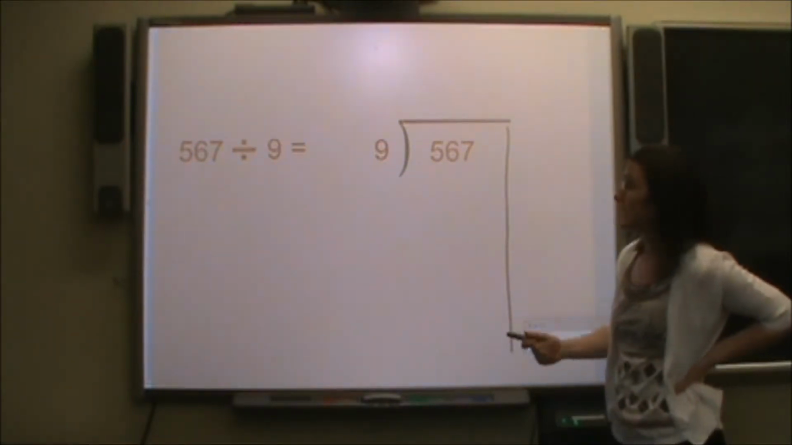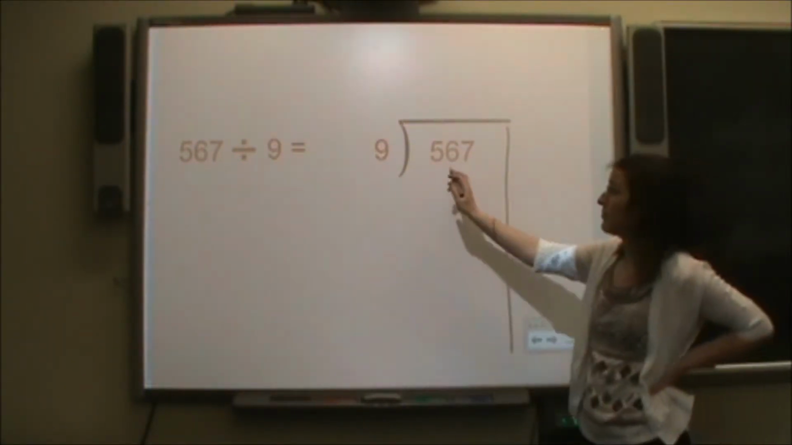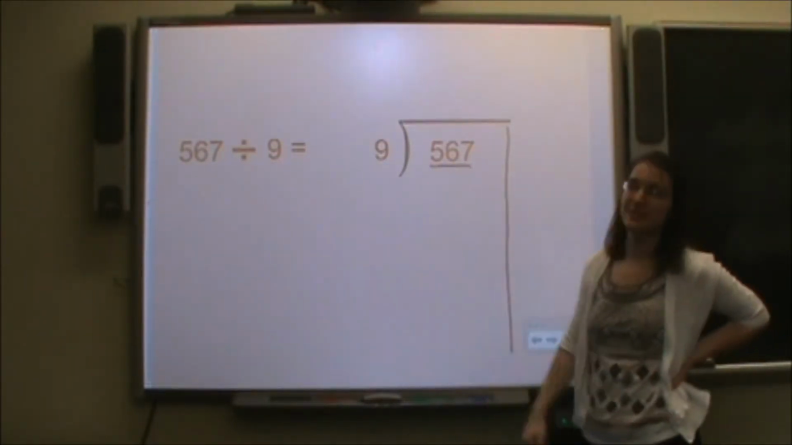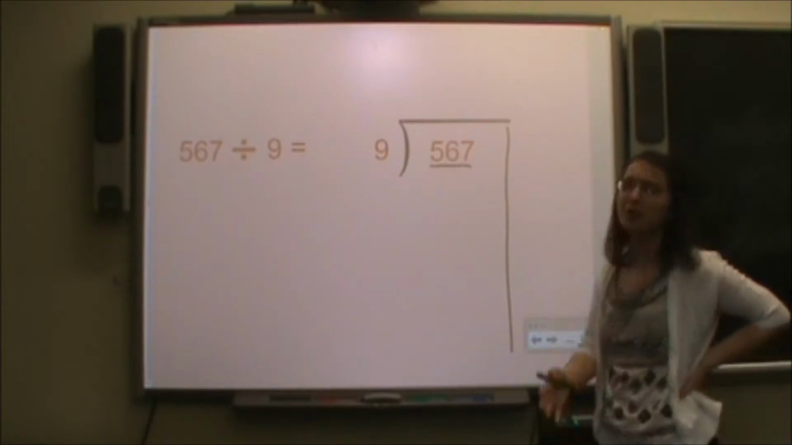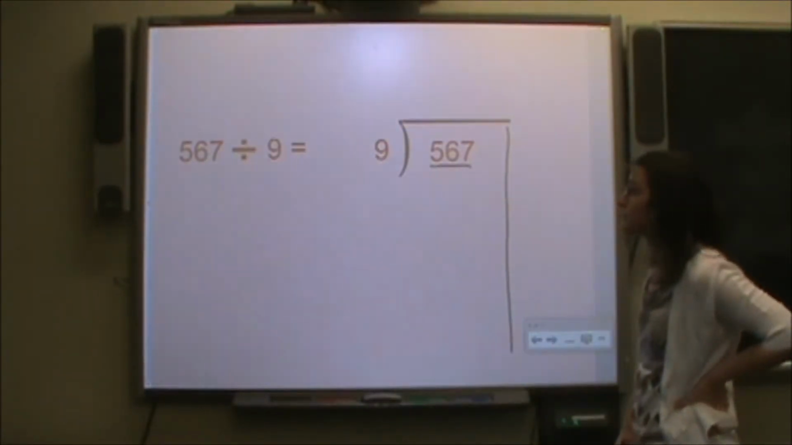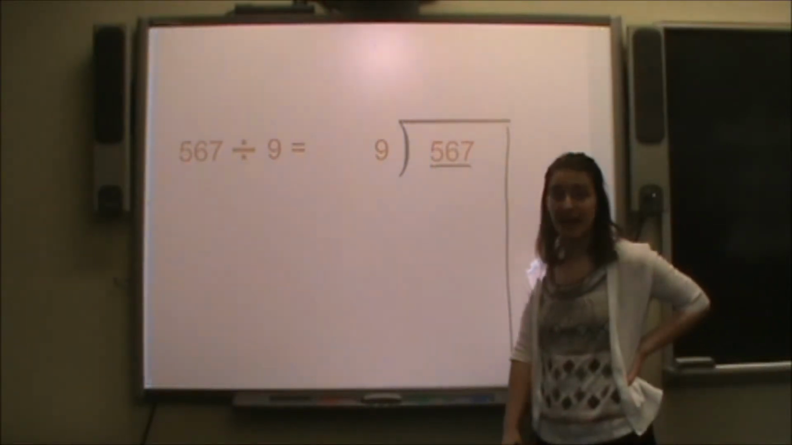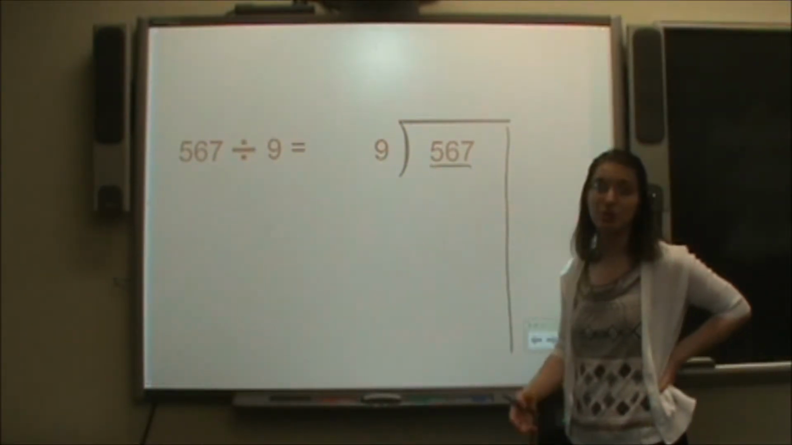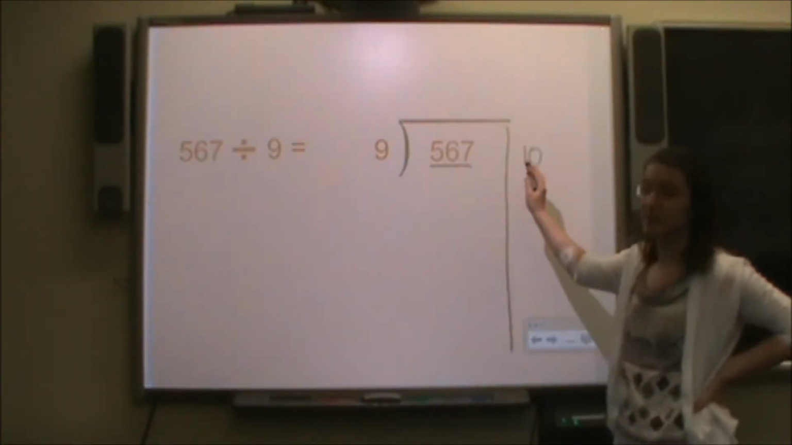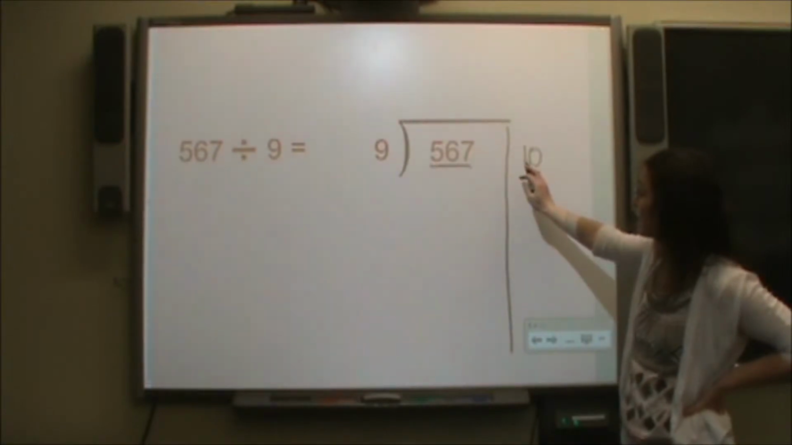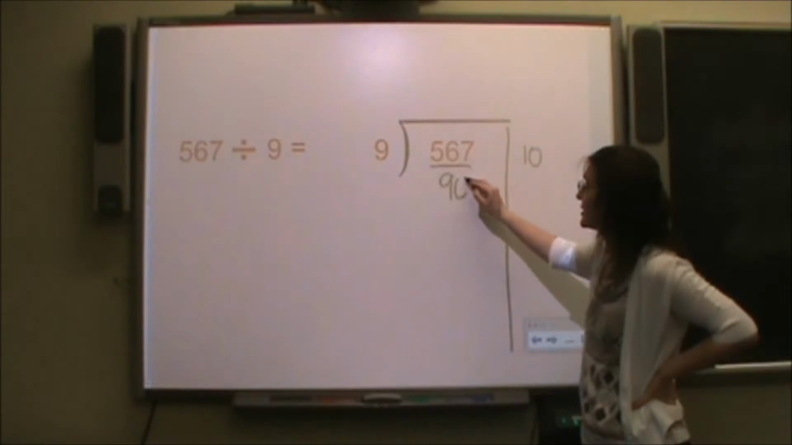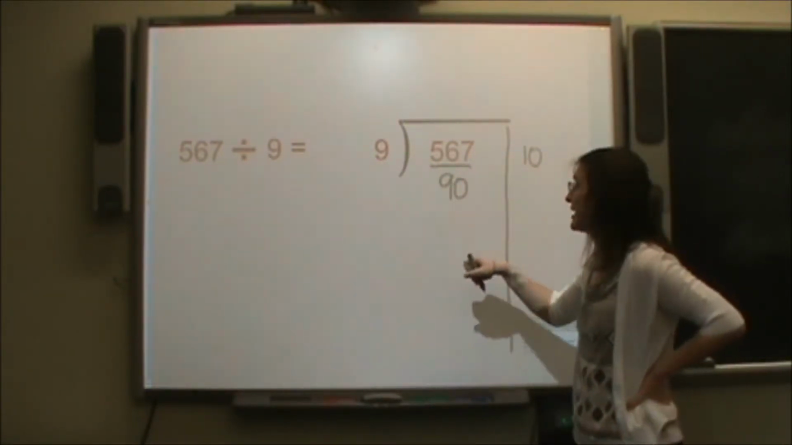So the first thing I'm going to ask is, remembering that this is the number 567, I'm going to ask myself, how many 9s do I think there could be in 567 without going over? Well, I know that 9 times 10 is 90. 90 definitely fits in there, so I'll do that. So I'm going to put a 10 over here. That tells me that I have already tried 10. And then I'm going to put a 90 over here because 9 groups of 10 is 90.